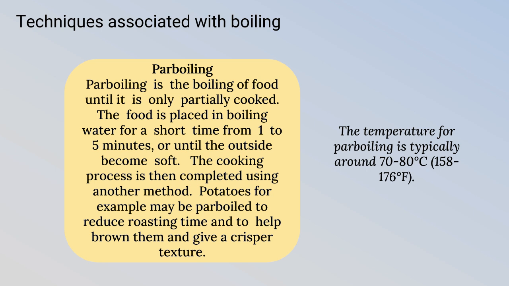The temperature for parboiling is typically around 70 to 80 degrees Celsius. You understand? So if I remind you again, water boils at 212 degrees, for simmering we need 96 degrees and a little below, and in the case of parboiling we require 70 to 80 degrees Celsius only, not beyond that, so that the product will be partially cooked before it goes to the final method of cooking. Clear?